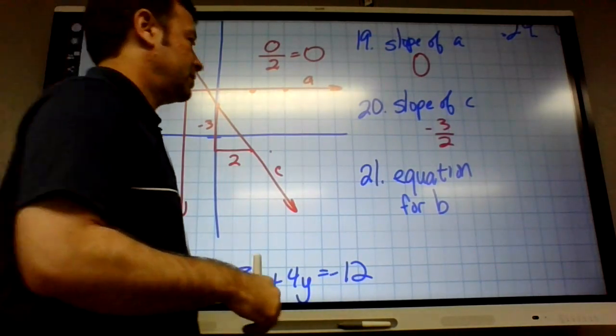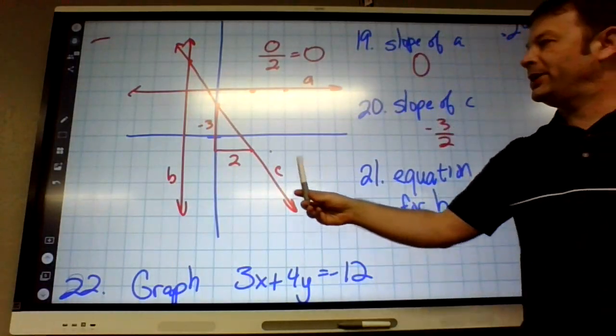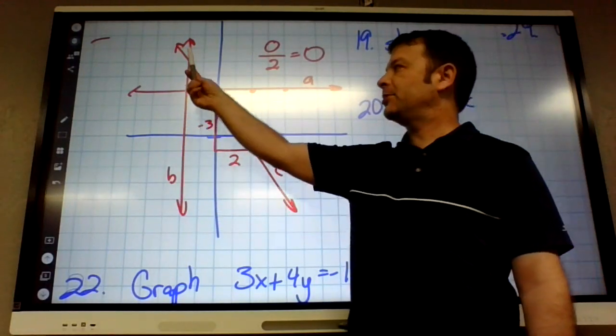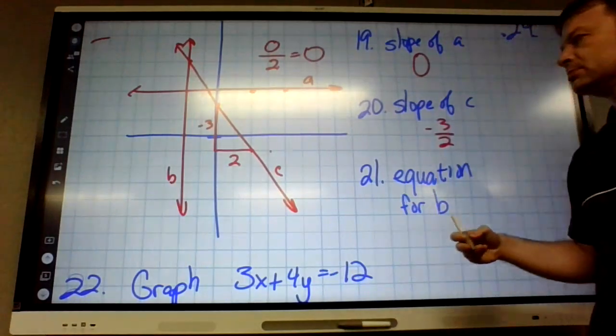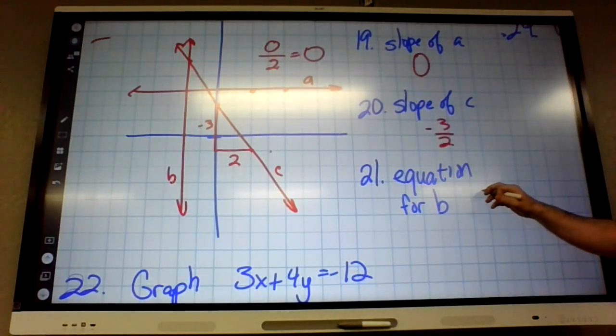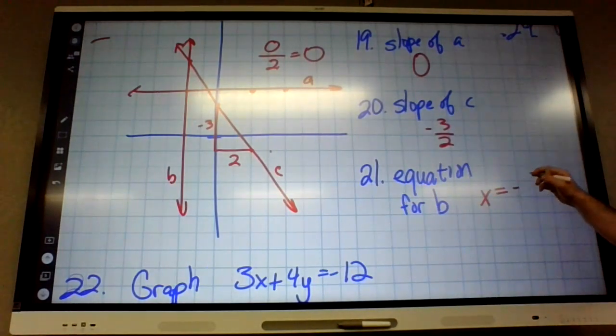Alright. What is the equation for line B called? Not the slope, but what's the equation for line B? X equals -2. Yes, x equals -2. Vertical lines are always x equals whatever it goes through.